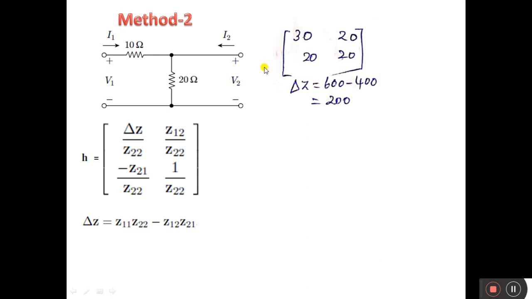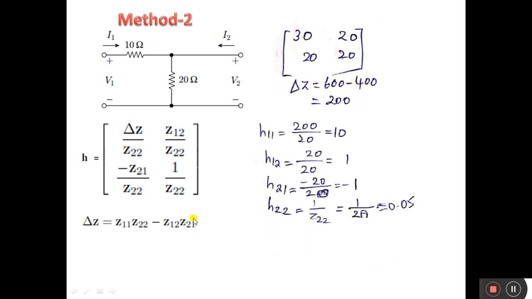Just now we discussed, you can easily write this answer. The first case is the addition of these two, so 20 plus 10, 30. Another corner value is the addition of these two, 20 plus 0, 20. And the common value is 20, so I put 20, 20 here. Now del Z is 600 minus 400, that is 200. That is the determinant of this.